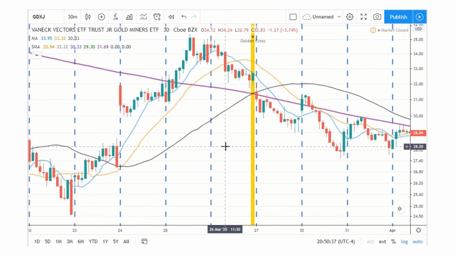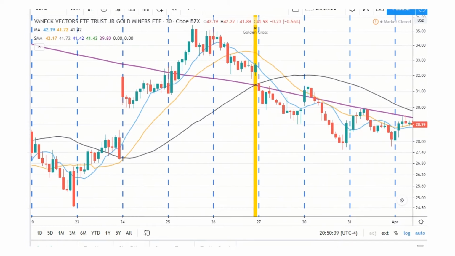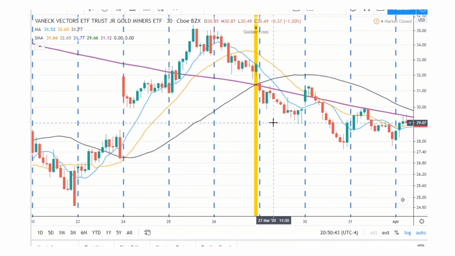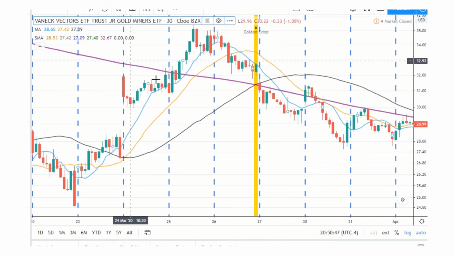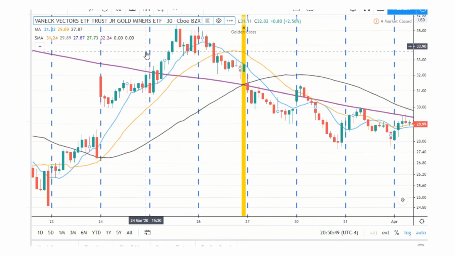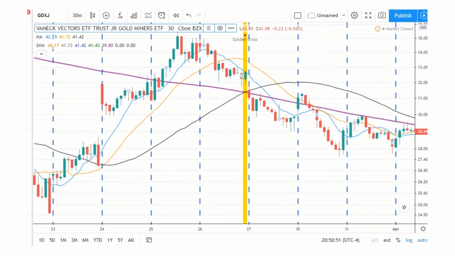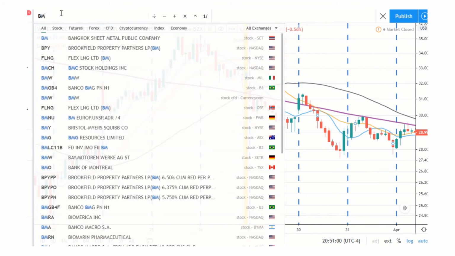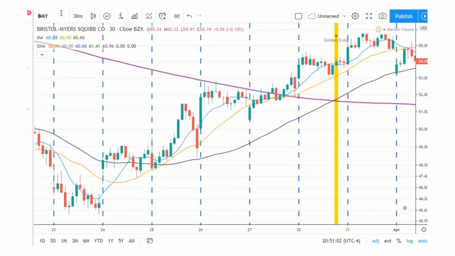Okay. Let's see what else we have. All right, let's go to another. Okay, let's try another stock. All right. Let's go to BMY. Okay, there we go. BMY, and that's Bristol Myers Squibb.